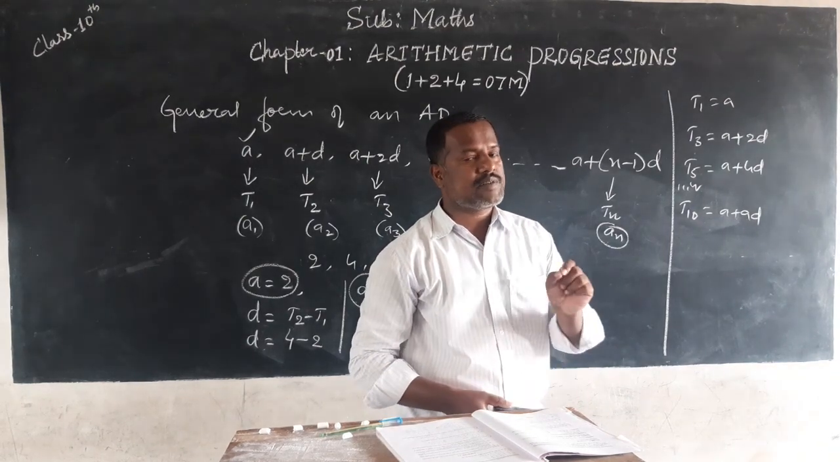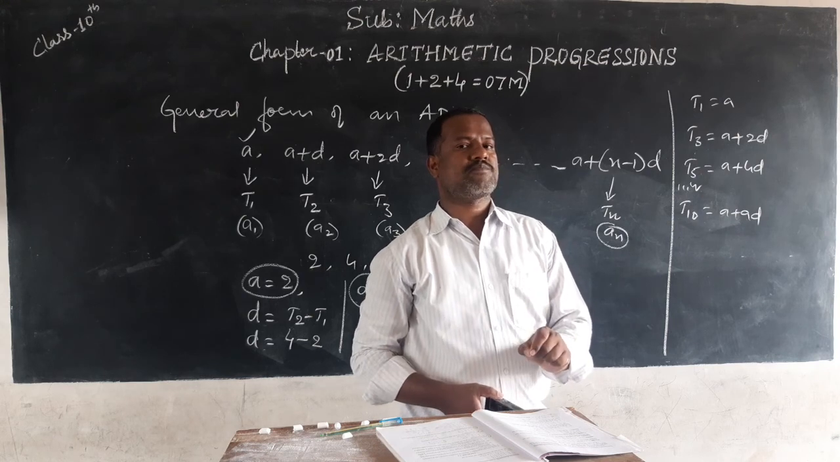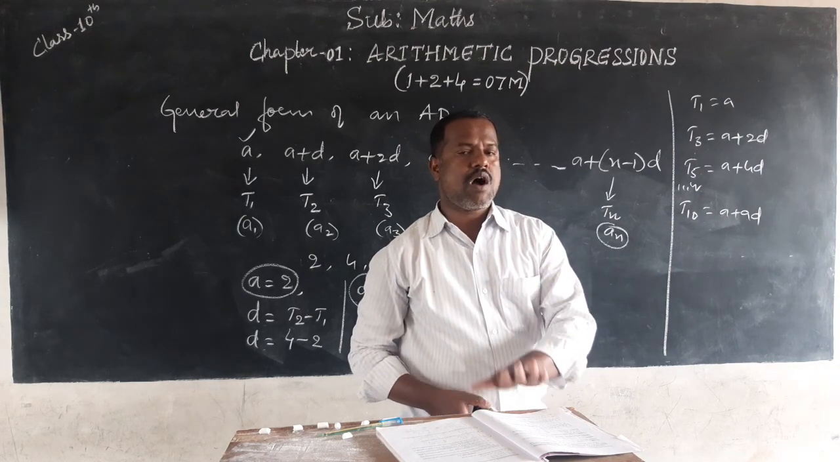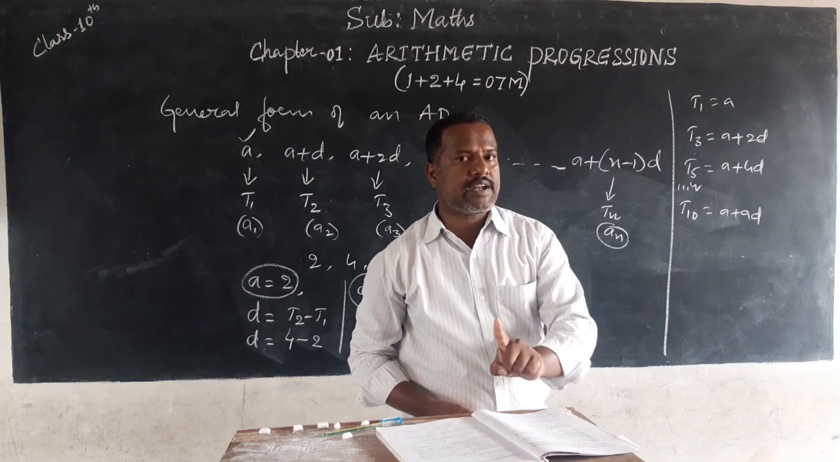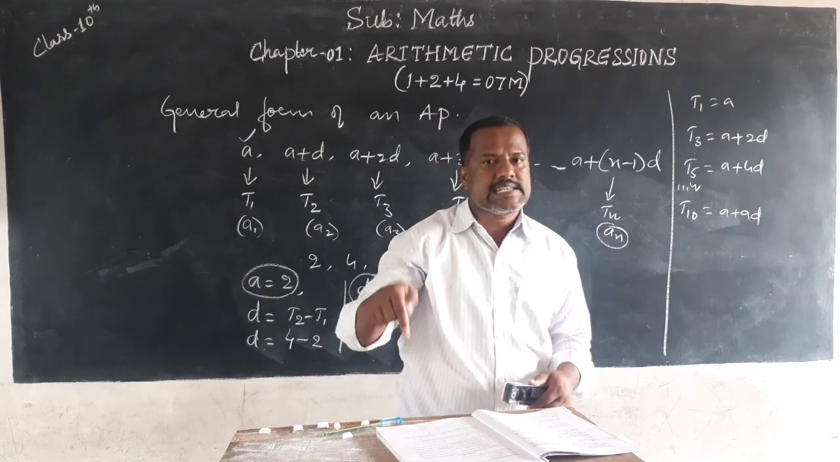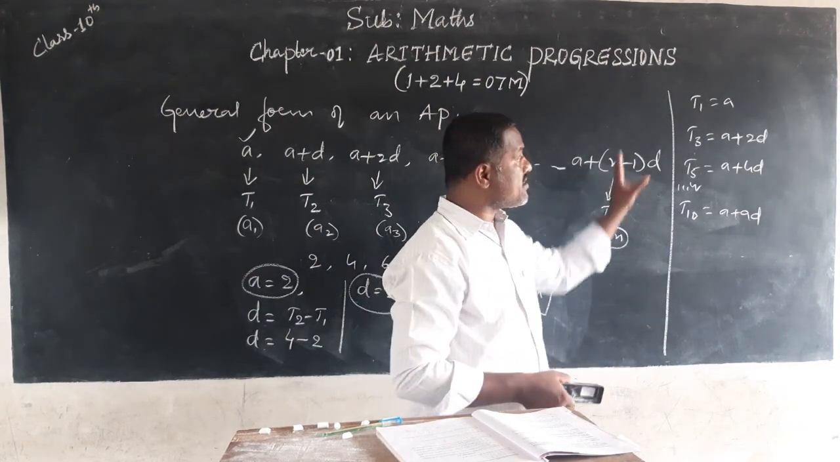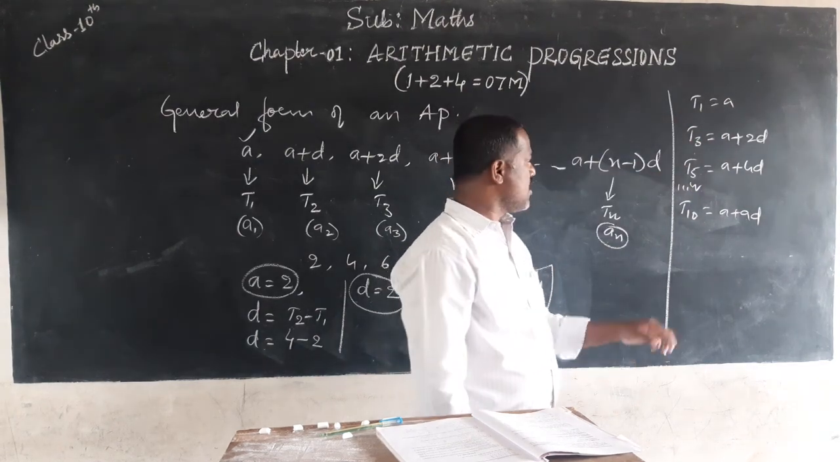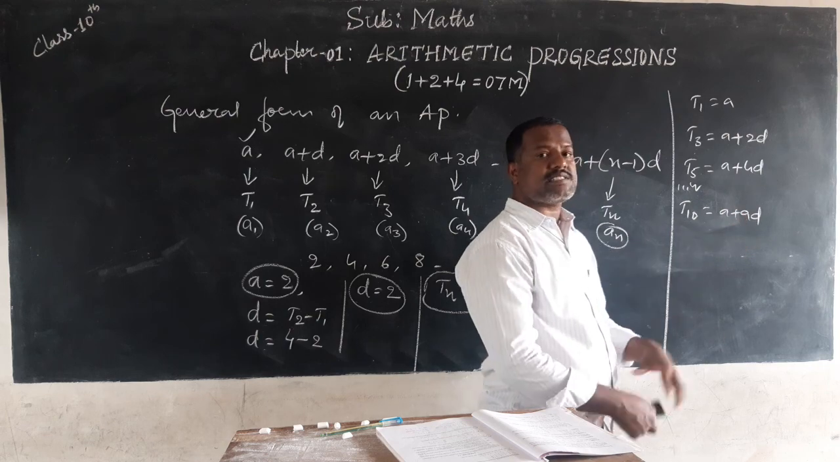Understand, children? This chapter is very important. This chapter carries around 7 marks. Now in this video, I would like to show you the very important 1 mark question. That question you have seen in this year, that is the 2020 annual exam. Understand, children? Based on this concept, the value of the 10th term is a plus 9d.